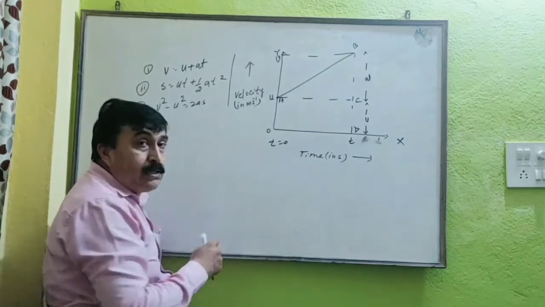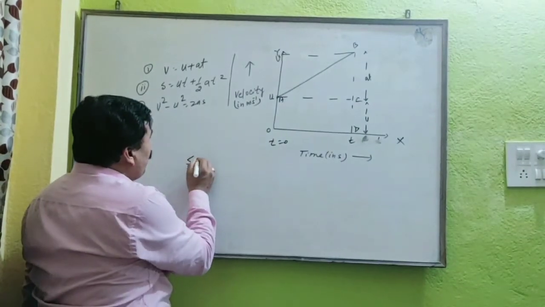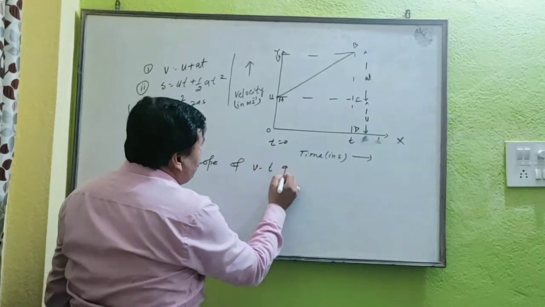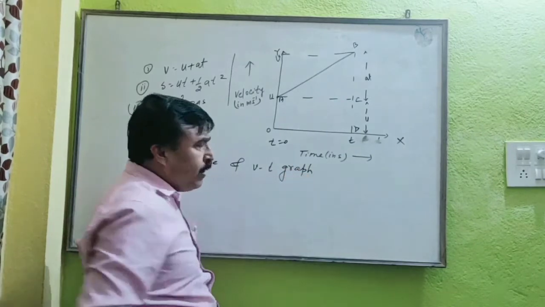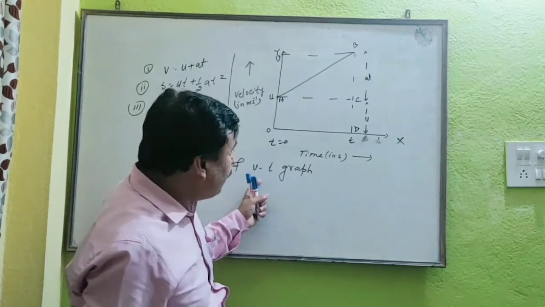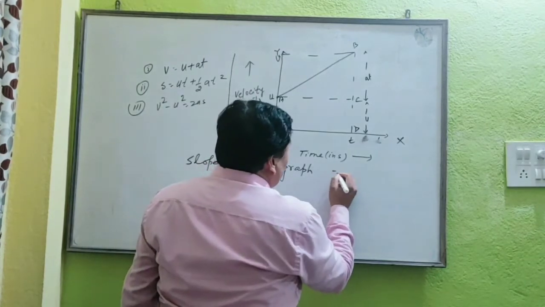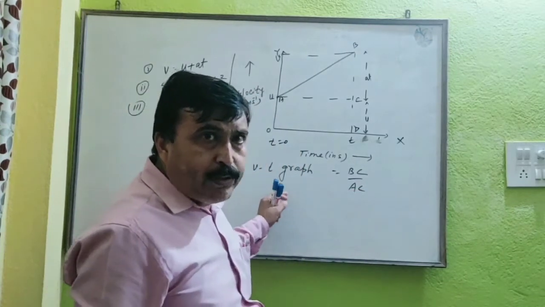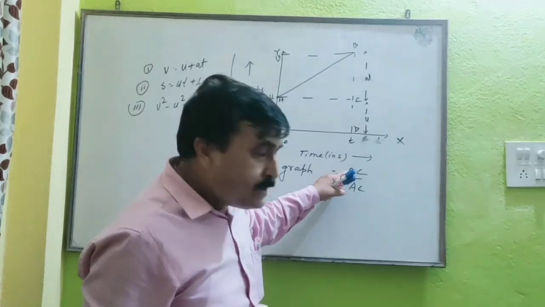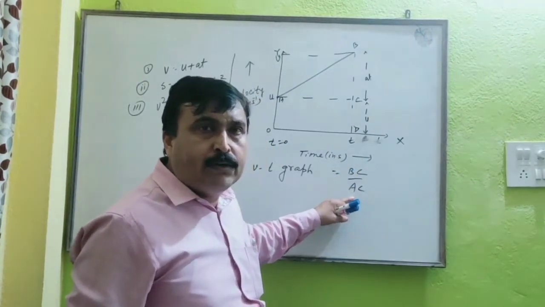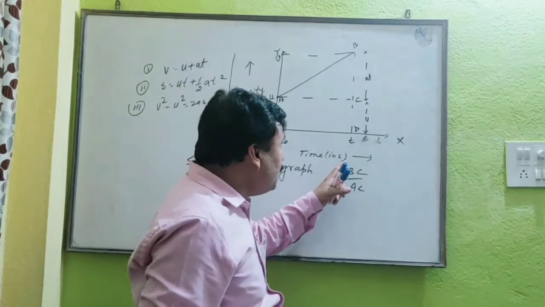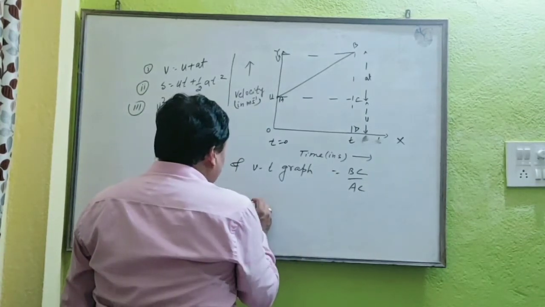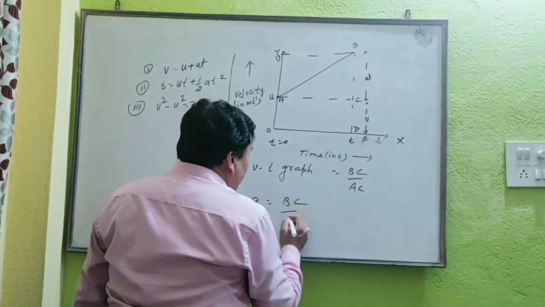So from the velocity time graph, the slope of the VT graph, meaning velocity time graph, is equal to BC by AC. As you know, slope equals change in physical quantity shown on the y-axis by change in physical quantity on the x-axis, and this slope provides acceleration. Therefore a equal to BC by AC.